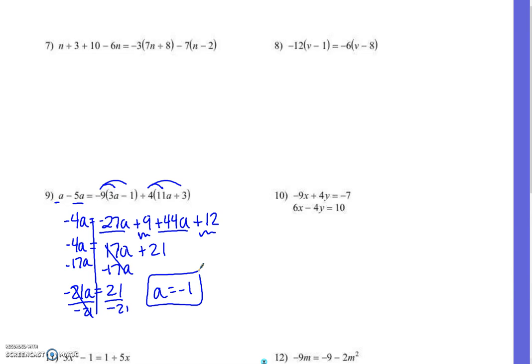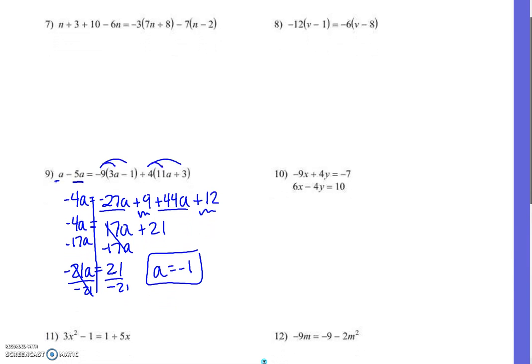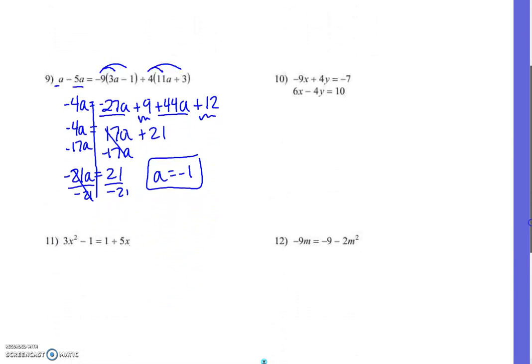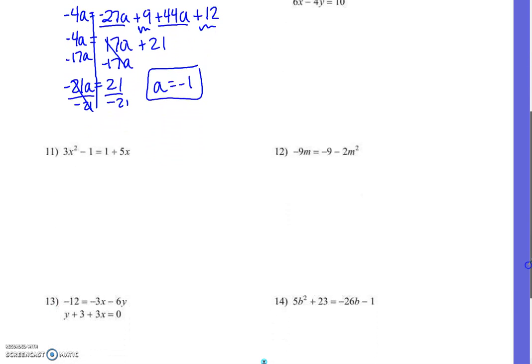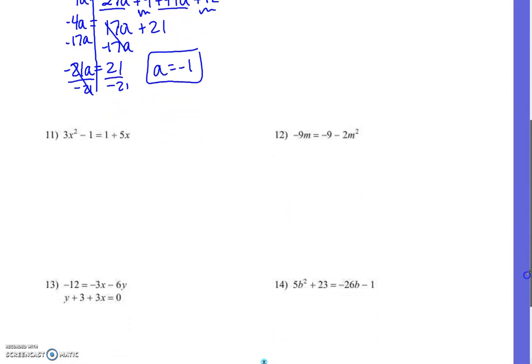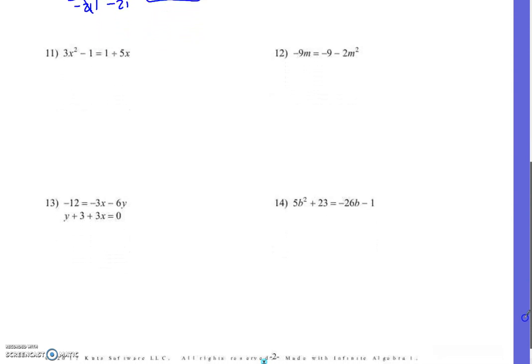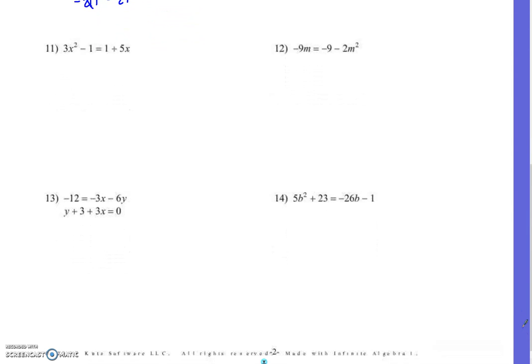Number 10's a system. It's a little easier. Number 10 right now is set up for elimination, or you could also do matrix if you know what that is. Some of y'all were doing that on your assignments. But I'm going to go ahead, sorry, 11 and 12 are also quadratics, and 14 is a quadratic, just like the front one. But I'm going to go ahead and go to 13, which is a system, okay? And it's not set up for elimination, it's not set up for substitution, it's not set up for graphing or anything like that.